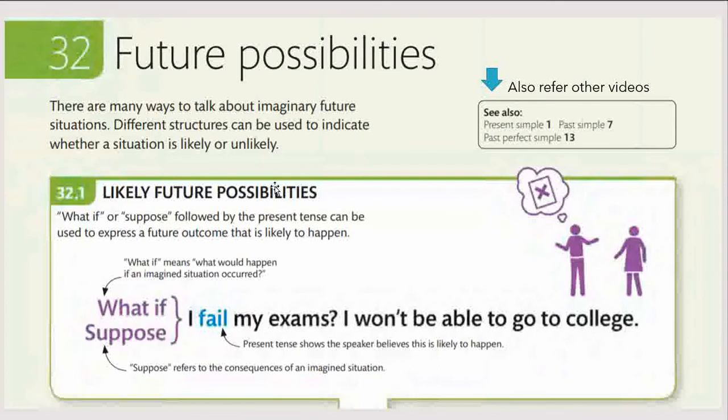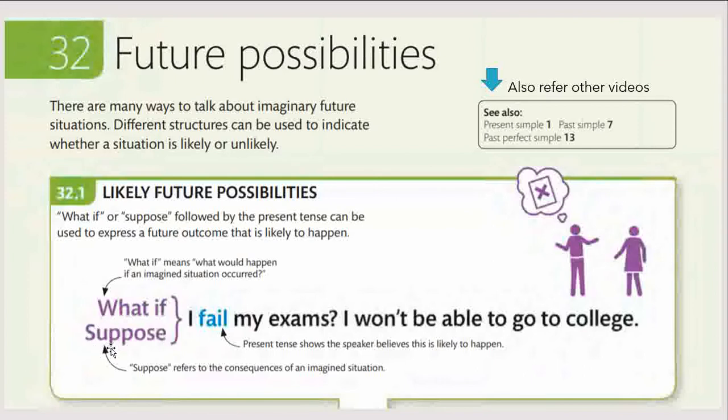The first pointer that we have is for the likely future possibilities. That means something is possible. What if or suppose followed by the present tense can be used to express a future outcome that is likely to happen. That means something can happen. So when we use what if I fail my exams, that means there's a possibility of failing the examination. I won't be able to go to the college. The outcome is that the person will not be able to go to the college.